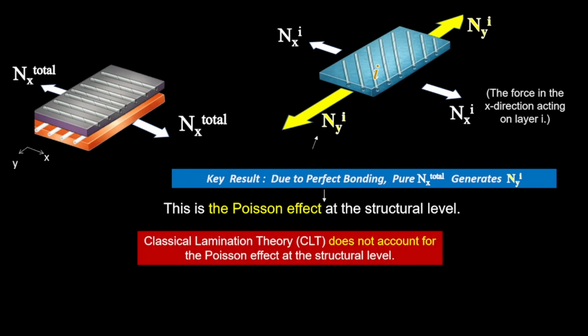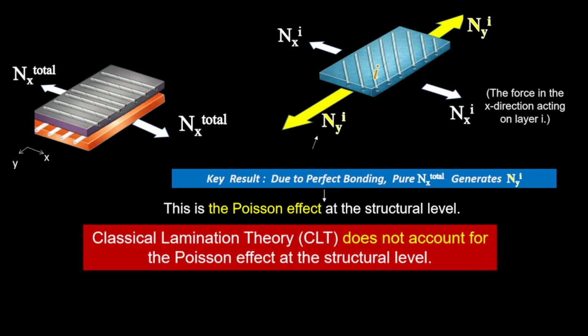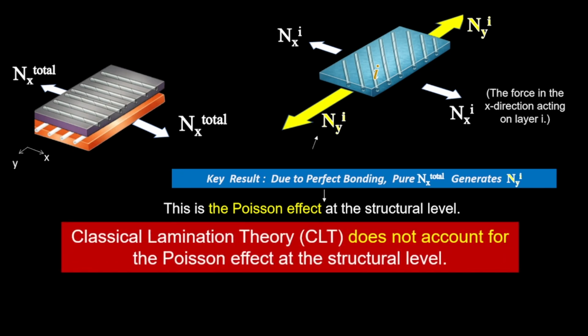CLT, Classical Lamination Theory, does not account for this Poisson effect at the structural level. A careful examination of the CLT formulations clearly reveals this omission. The same omission is found in classical textbooks, such as those by Jones and Reddy.